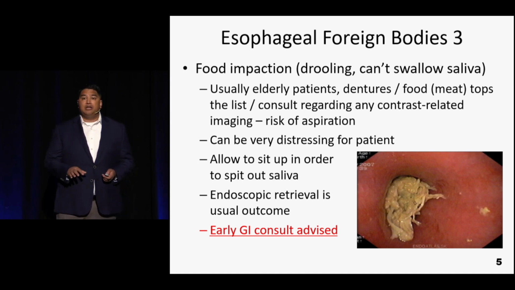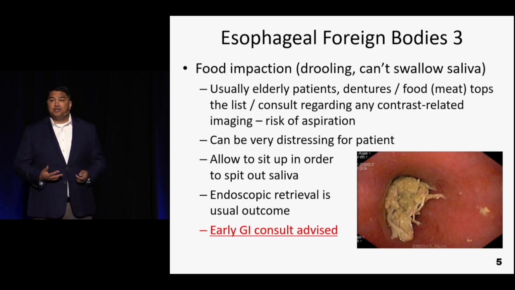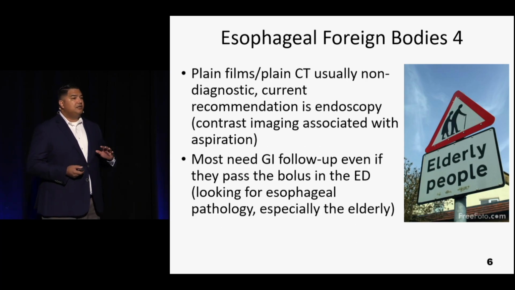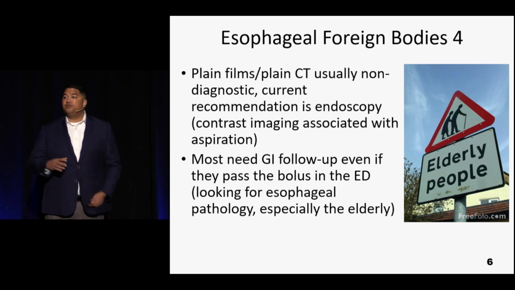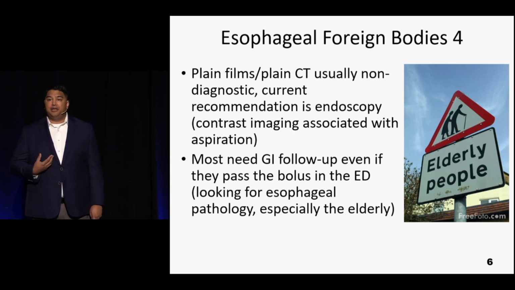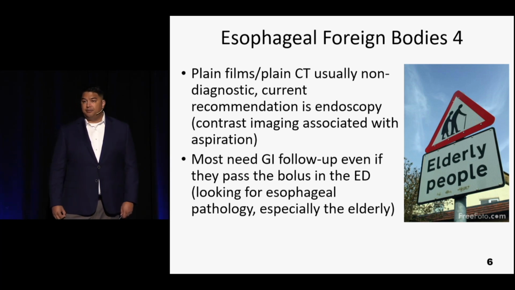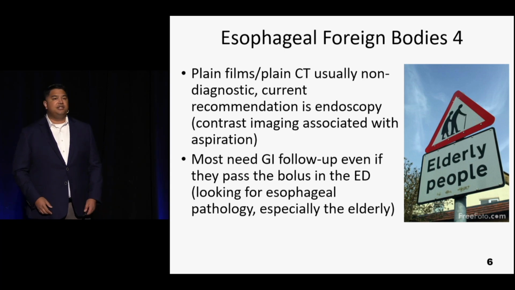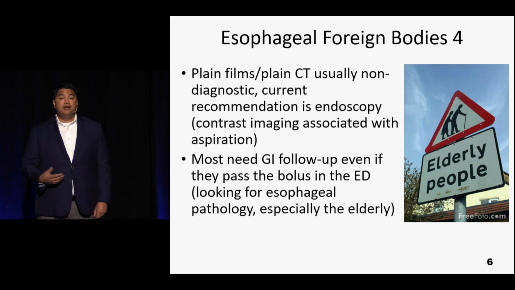So can't tolerate PO, GI's got to see them that day. If you're able to clear the impaction, then they need to see GI in short order. Why? Because some studies suggest over half of these patients have some sort of anatomic abnormality, a web or a ring, or God forbid a neoplasm that is causing the food to be impacted and hung up. So don't let them think that, hey, we cleared it and you're good to go living your life, never seeing a PCP or a GI ever again. No, you still need to go see a GI doctor even though we cleared it.